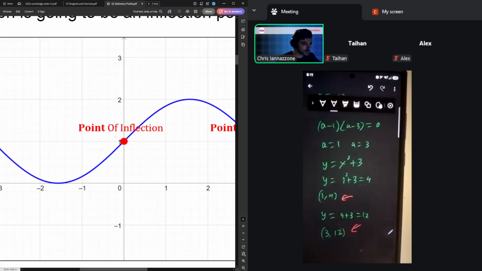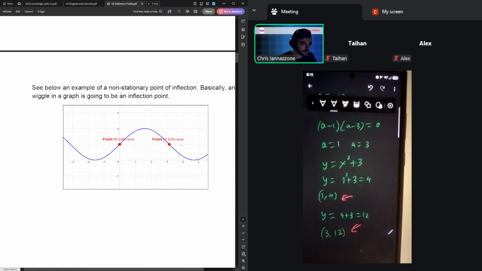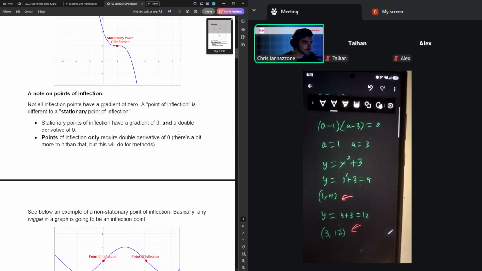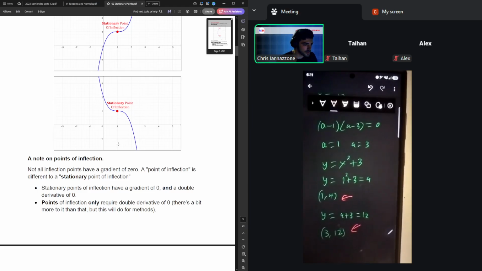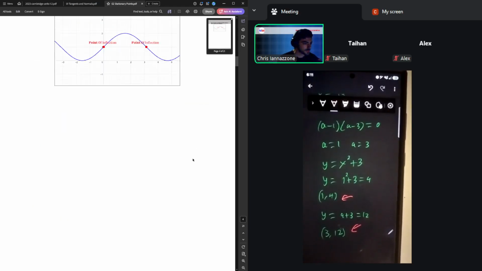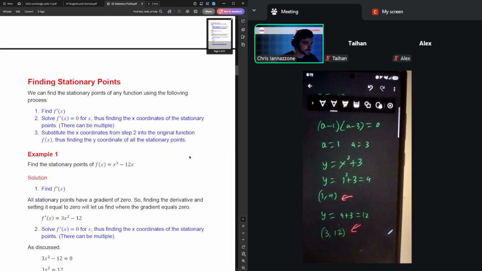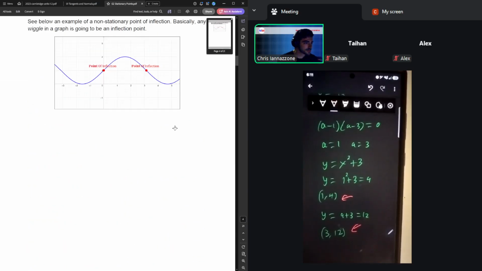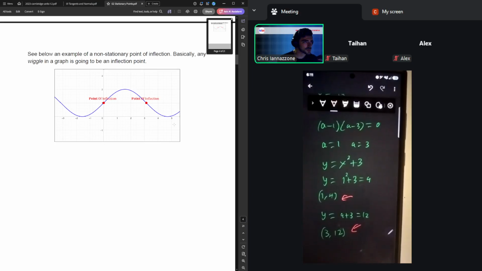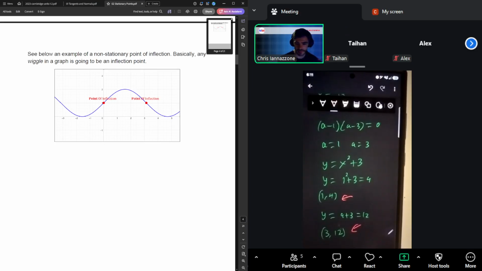Looking at the steepness at those spots, it is clearly not 0, right? It is rising. And so a stationary point of inflection will have a gradient of 0, whereas a point of inflection will not necessarily. Because that's something that has come to be interesting in a couple of questions.